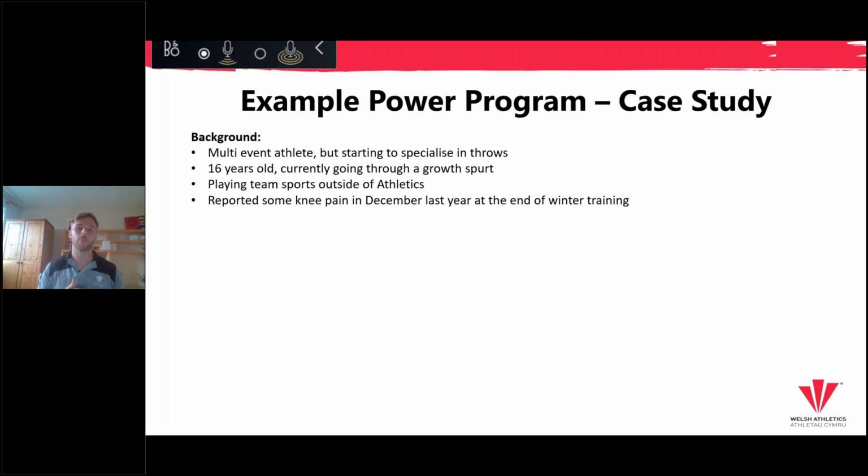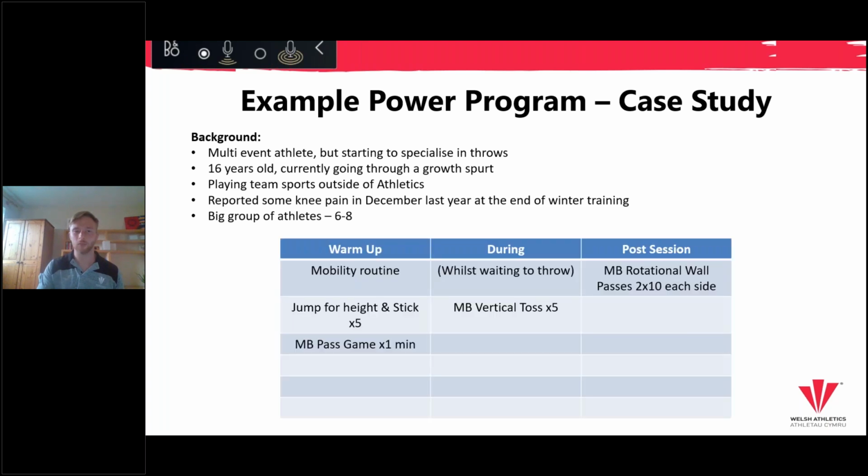Okay, putting all these things together: growth spurt, playing team sports outside of athletics, reported some knee pain in December last year. Okay, I'm potentially not going to go too heavy on the plyometrics type stuff. Potentially, I'm going to focus more on the med ball stuff, which I know is going to be a bit safer for him. And finally, he's in a big group of athletes, 6 to 8 of them. So rather than them waiting around for the throw circle or whatever piece of equipment I'm using with them, having some stuff during, as a superset, almost like stations or a circuit type format, could be helpful.